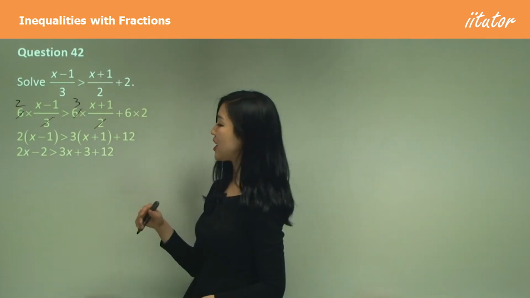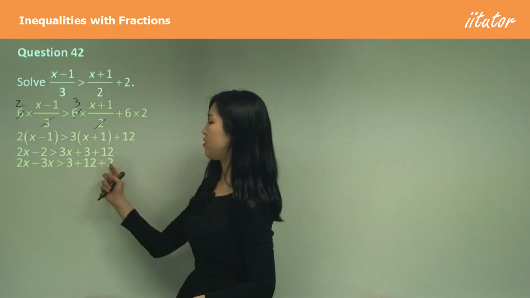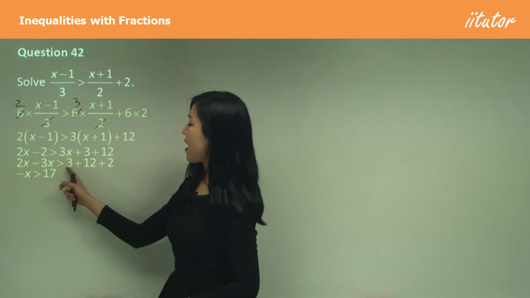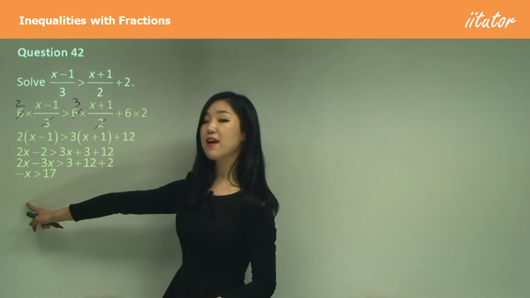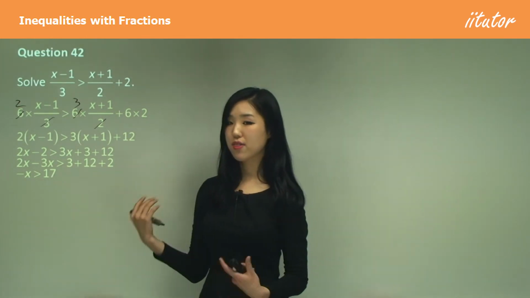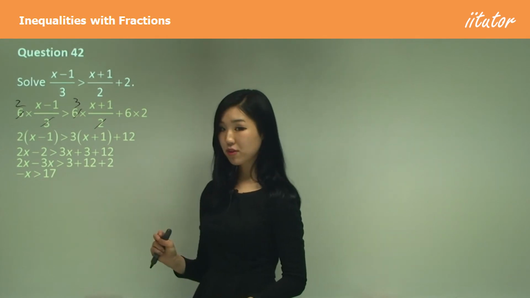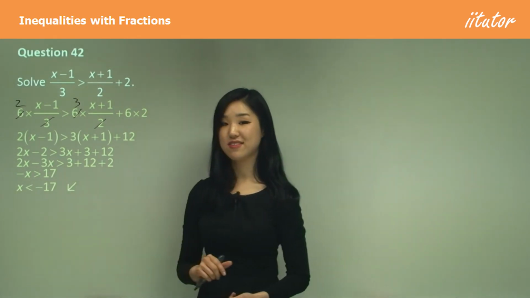Okay, gather your like terms. I'm going to move the 3x over to here, and the negative 2 over to here to make plus 2. 2x minus 3x is negative x, and this equates to 17. Now I don't want negative x, I just want x, so multiply both sides by negative 1, or you can think of it as bringing the negative over to this side, but remember to switch the sign. So x is less than negative 17.